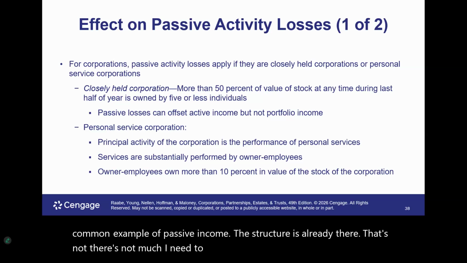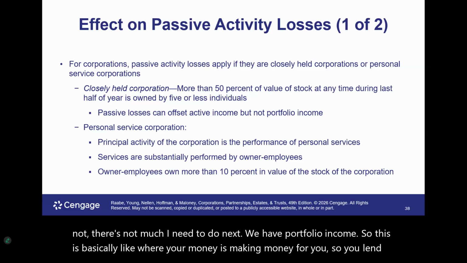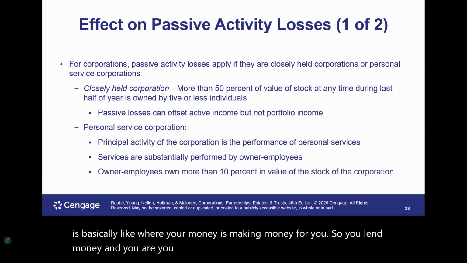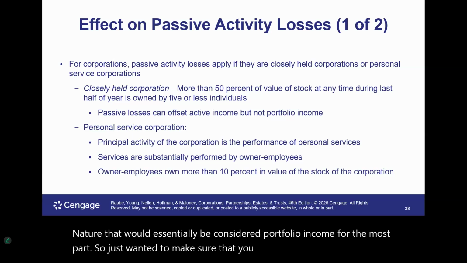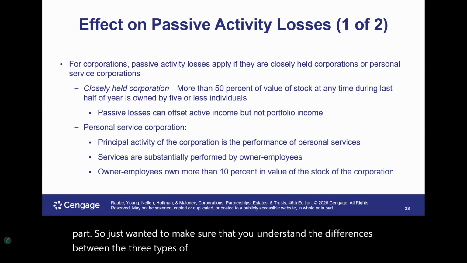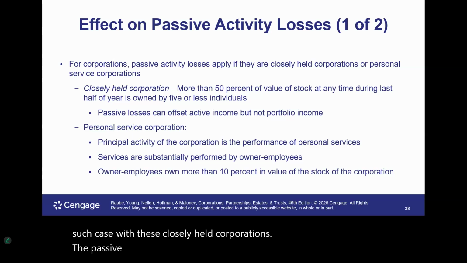Next, we have portfolio income. So this is basically where your money is making money for you. So you lend money and you purchase bonds, right? You have stocks in a company and things of that nature. That would essentially be considered portfolio income for the most part. So I just wanted to make sure that you understand the differences between the three types of income: active, passive, and portfolio. So in such case, with these closely held corporations, the passive losses, yes, they can offset active income, but not portfolio income.